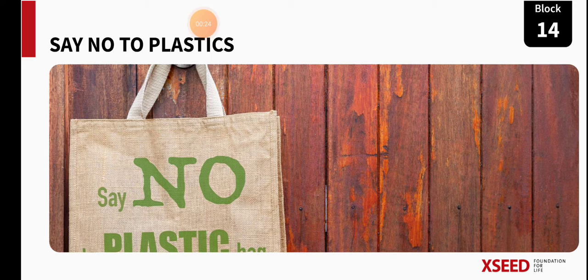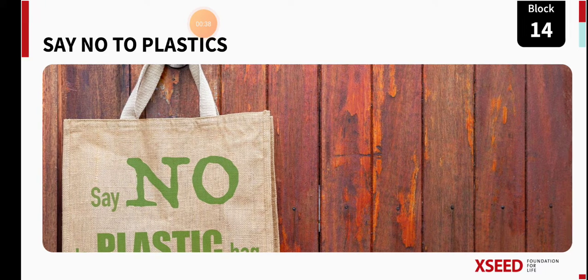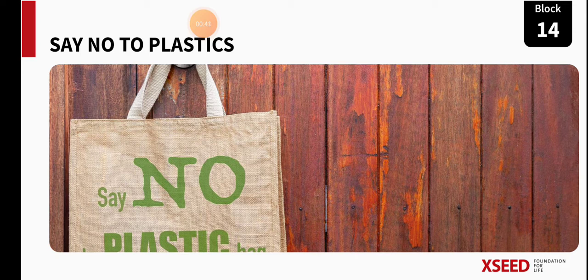In this picture you are able to see a bag. This is made of paper. So a paper bag is so good for our environment. It will not pollute the environment. How plastic pollutes, and why we are not supposed to use plastic in day-to-day life, we are going to learn in today's class.